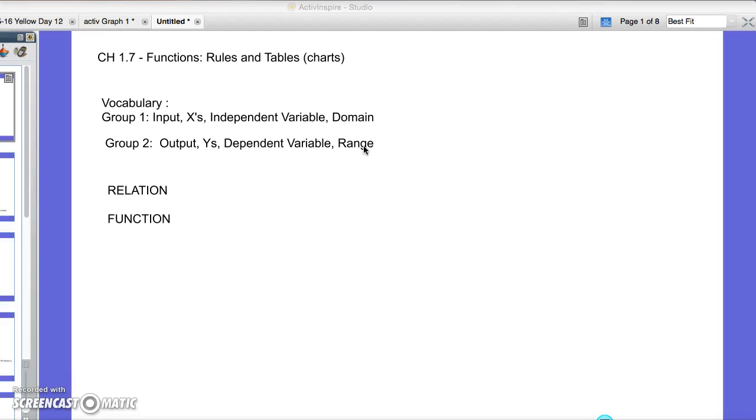And then the two concepts that tie the groups together are relation and function. So we'll get to what those mean a little bit later on. For right now, let's concentrate on group 1 and 2.